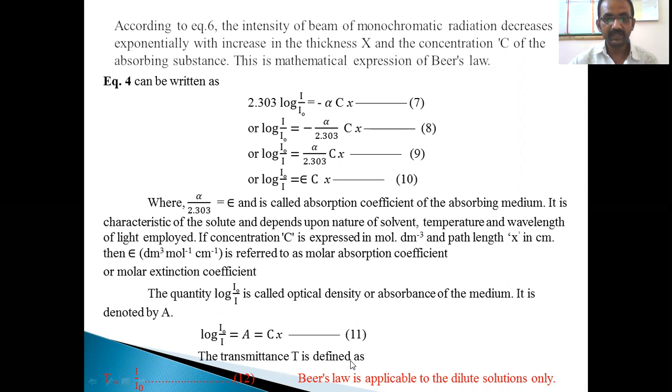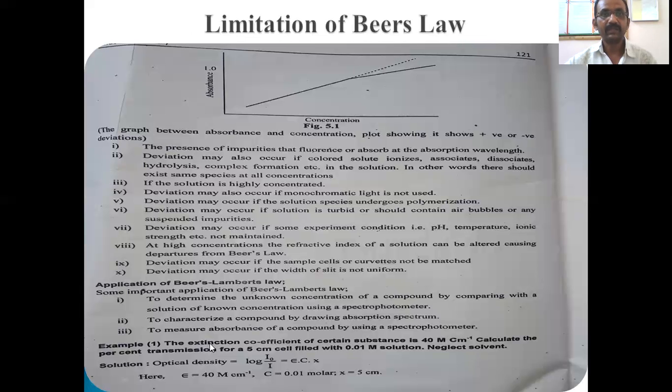The transmittance T is defined as T is equal to I upon I0. Beer's law is applicable to a dilute solution only. This is the Beer's law statement and Beer's law mathematical equation. Okay. Then there are also some limitations of Beer's law. Which are the limitations?